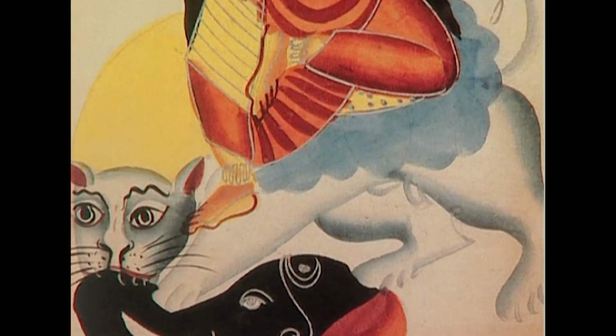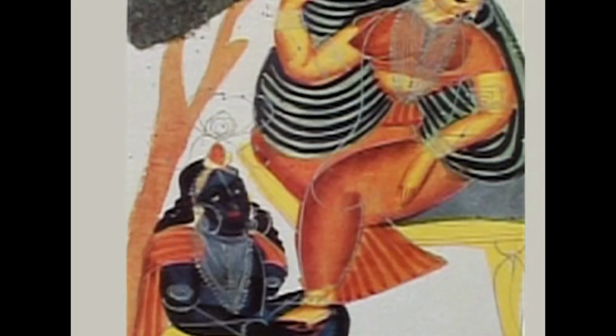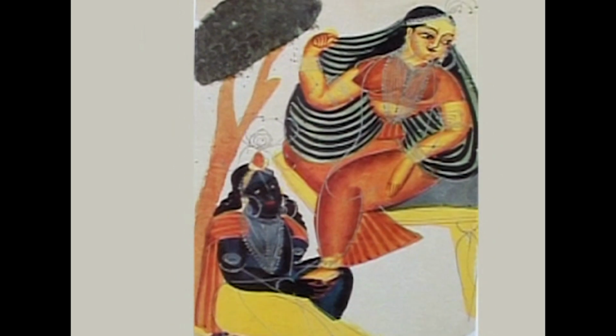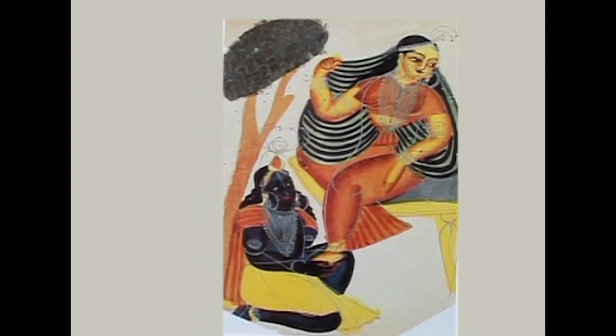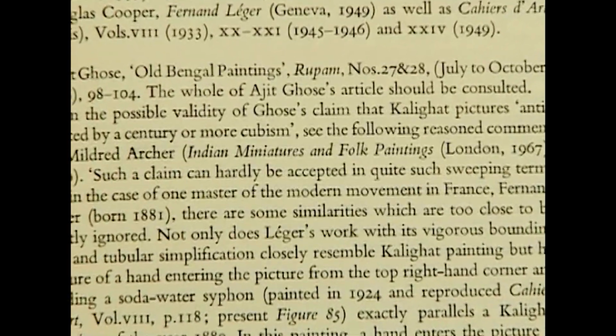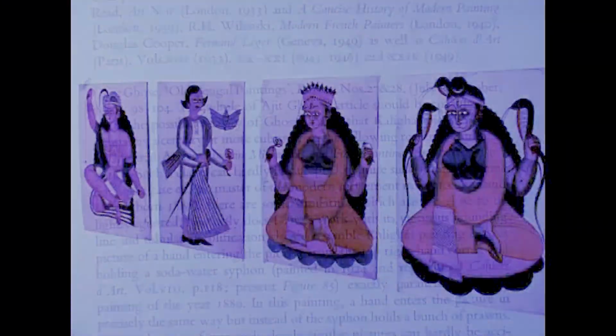This drew attention to what had hitherto been a neglected type of Indian art. At about the same time, critics in India also became aware of these Kalighat paintings. Prominent among them was Ajit Ghosh, who for the first time seriously praised the freshness and spontaneity of these remarkable paintings.